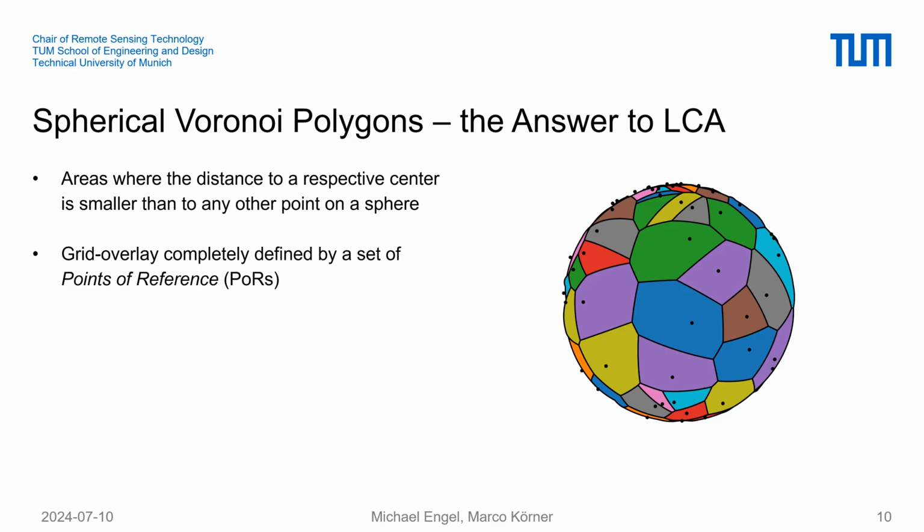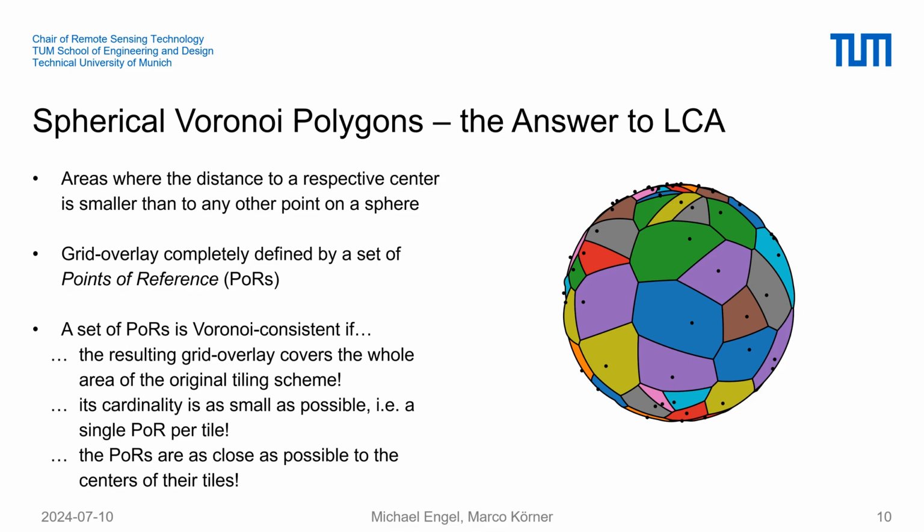But we want to get a grid, and we have to ask ourselves what makes us consider the result of such a definition consistent. So we consider a set of points of reference, we consider them as Voronoi consistent if the resulting grid overlay covers the whole area of the original tiling scheme, if its cardinality is as small as possible, so only a single point per tile, and the points are as close as possible to the centers of their tiles.